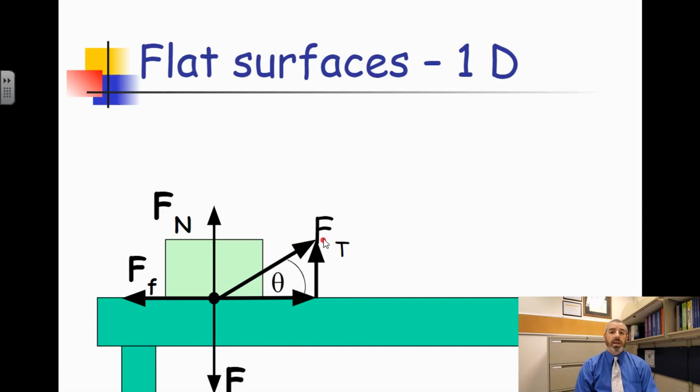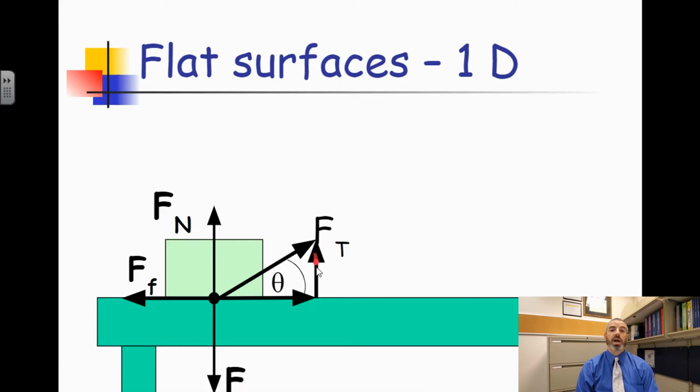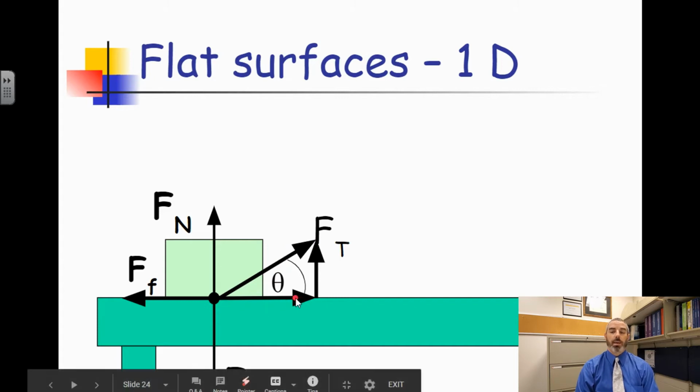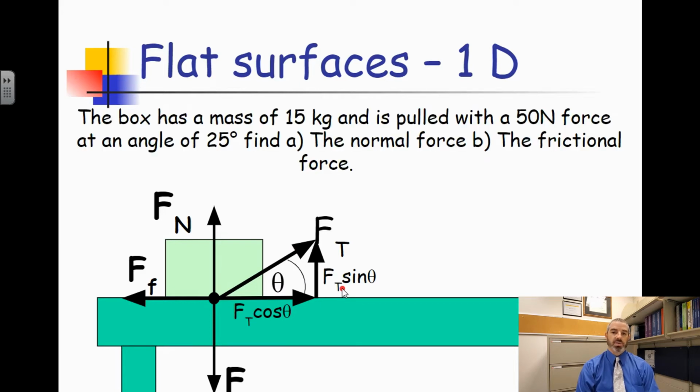All right, so labeling these forces, we're going to use trigonometry. We know that the hypotenuse times the sine of an angle is going to equal the opposite side, and the hypotenuse times cosine of the angle is going to give us the adjacent side. The hypotenuse in this case is the tension force, so Ft sine theta and Ft cosine theta. So now we've drawn our free body diagram. Now we're going to look at a problem.